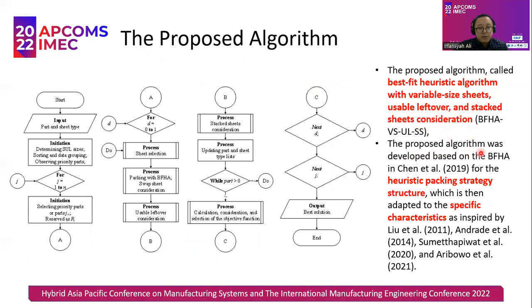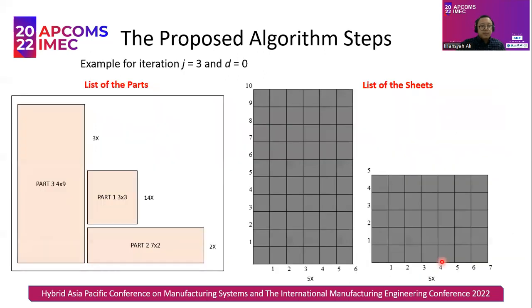The proposed algorithm was developed based on the BFHA in Chen et al. 2019 for the heuristic packing strategy structure, which is then adapted to specific characteristics as inspired by Liu et al. 2011, Andrade et al. 2014, Sumetpiwat et al. 2020, and Aribowo et al. 2021. The following is an example of one of the proposed algorithm stages in forming a solution.